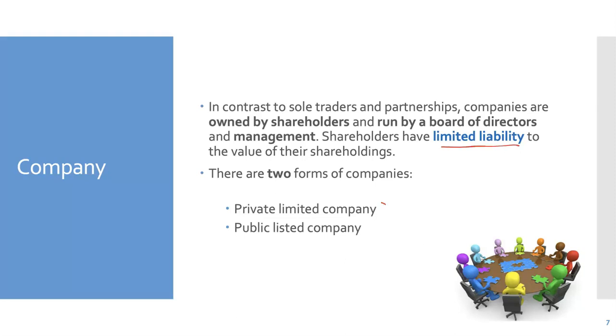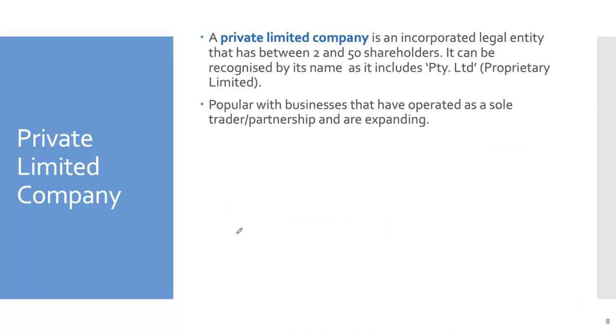Importantly, we're going to quickly go through the fact that there are two types of companies: a private limited company and a publicly listed company. A private limited company is a separate legal entity, but it has only between 2 and 50 shareholders. And we're going to start to use the term shareholders for companies, but these are essentially your business owners. It can be recognized by the name, and you might have seen this before, PTY Limited. This stands for Proprietary Limited.